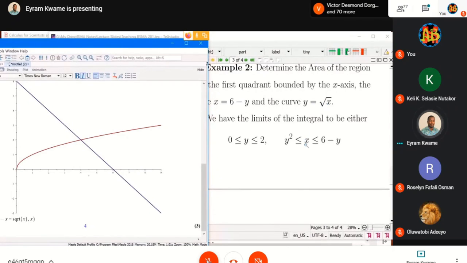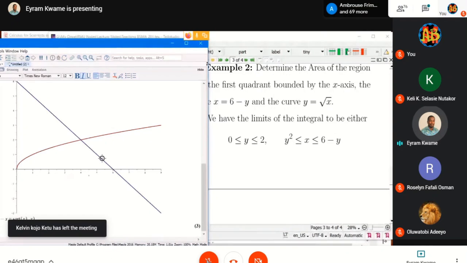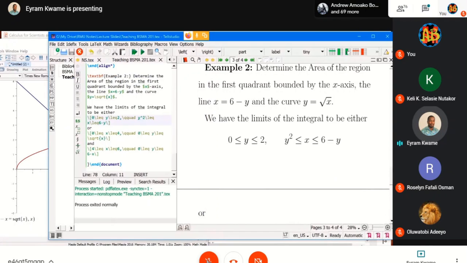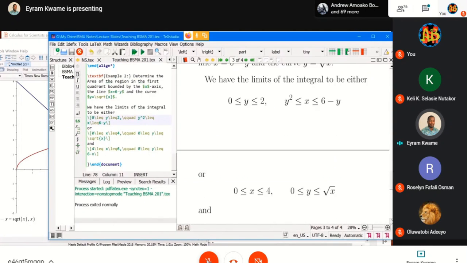That is possible. So I'm looking at this, y squared is equal to x. I'll start from this line and end on this line. So you either do it this way from 0 to 2 and from this curve to this line to define your area, or you look at the other one and you split the region into 2.